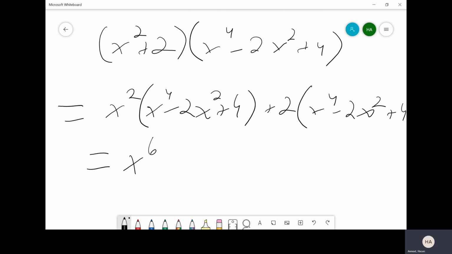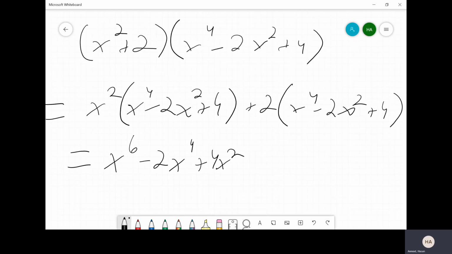Okay, now we distribute the x squared to the next term. So x squared times negative 2x squared. Well, the negative 2 is untouched, right? Because it's essentially negative 2 times 1. So that's going to stay the same. And now it's x squared times x squared. We add the exponents. It's x to the 4th. And last but not least, x squared times 4 is simply 4x squared.